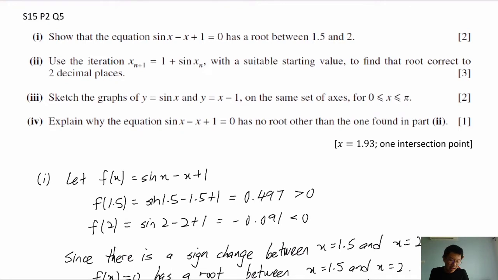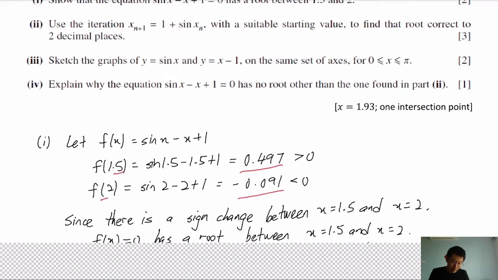For the second question, we have this equation sin x minus x plus 1 equals 0, which has a root in between 1.5 and 2. For this one, again, we use the sign change rule. We make sure that the equation equals 0, and we let f(x) be the equation. We just have to substitute 1.5 and 2 into f(x) and show that the values have opposite sign.